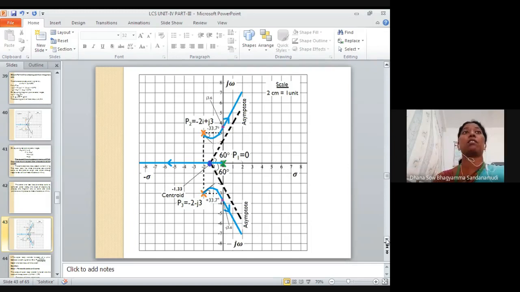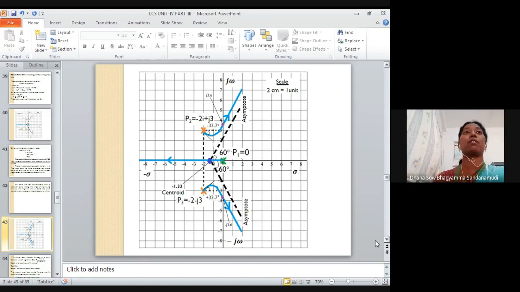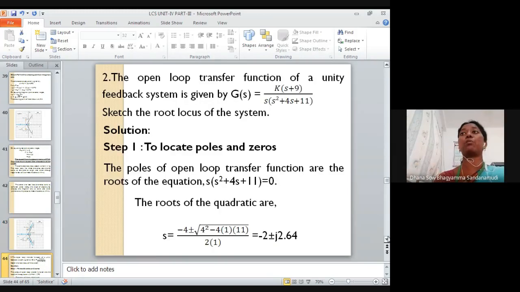While taking attendance, I will see this graph in your notes. So next problem. Let us go to the next problem.